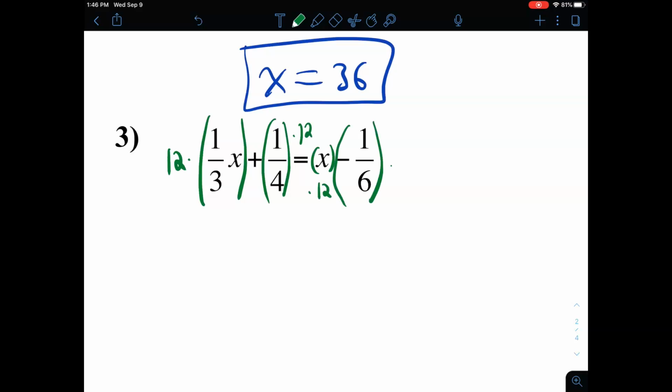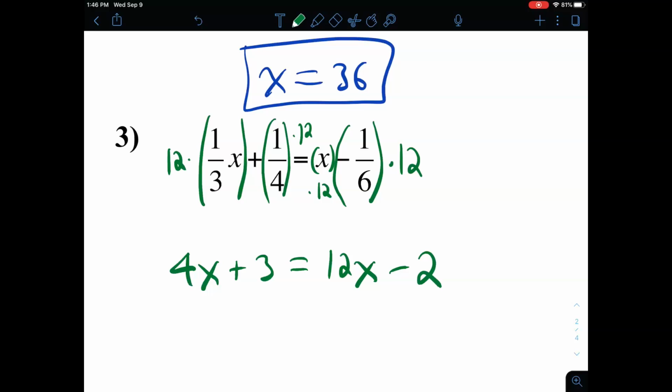The x by 12. Negative 1/6 by 12. So 1/3 of 12 in the front here is going to be 4x. 1/4 of 12 is going to be 3. Equals 12 times x is just 12x. And then negative 1/6 times 12 is going to be, what we got there? Negative 2.